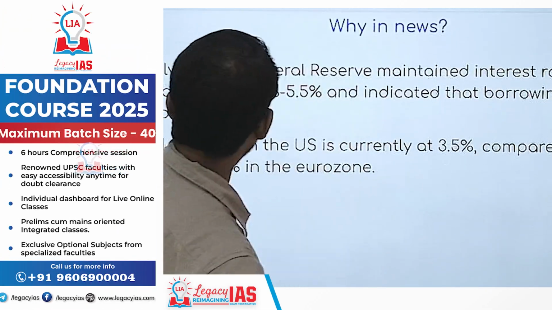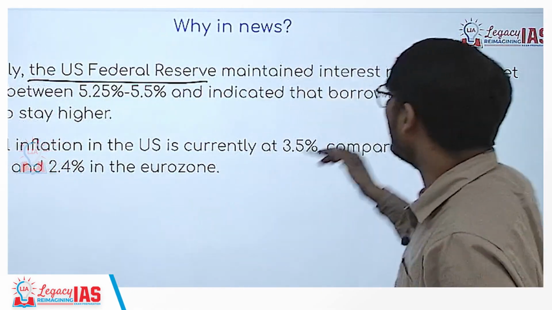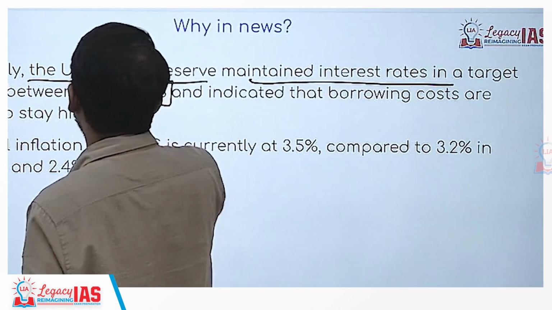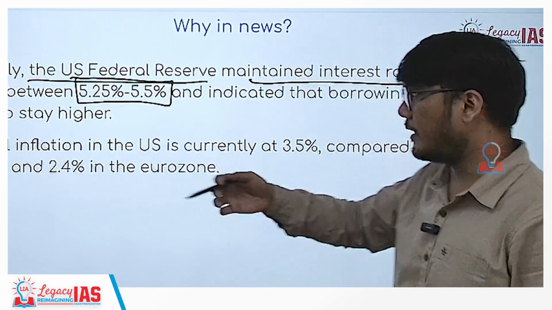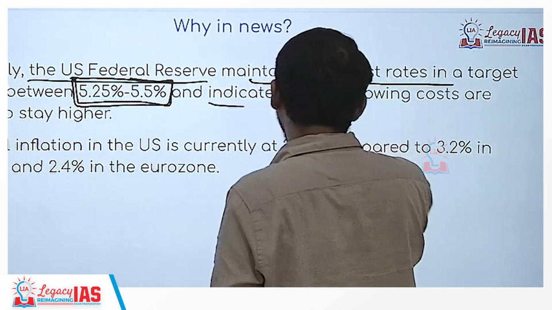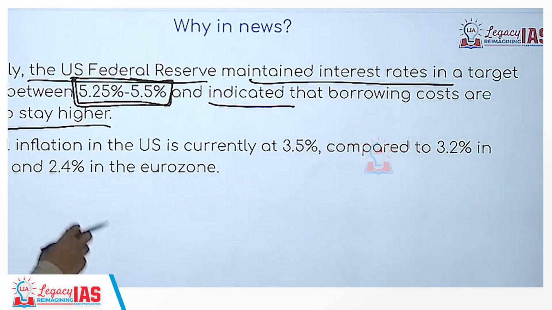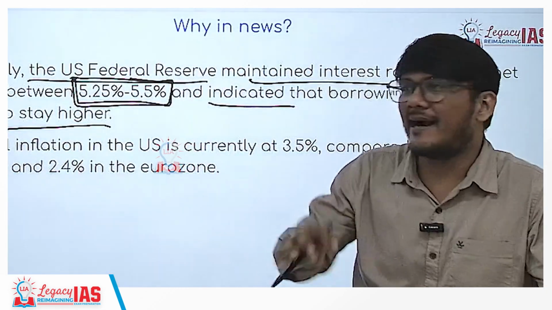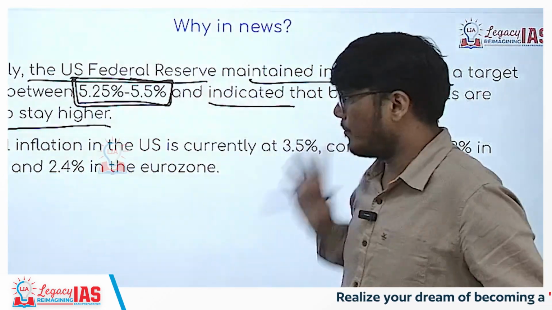So why is this particular thing in the news? Because recently the US Federal Reserve has maintained the interest rates in the target range between 5.25 to 5.5%. They have neither reduced nor increased, they have maintained this particular range, right? And they indicated that borrowing costs are likely to stay higher. People are expecting it to come down, but it has indicated that going forward it is likely to stay higher instead of coming down. Okay.